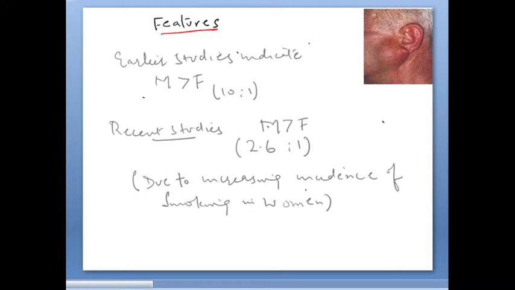Regarding male to female ratio, earlier studies indicated that it is found more in males than females in the ratio of 10 to 1. But recent studies, particularly in European countries and the US, indicate that the ratio has changed due to increased incidence of smoking in women, and it is 0.6 to 1.